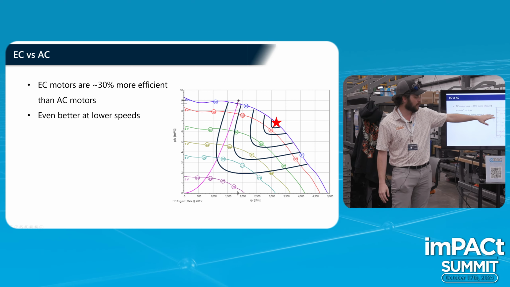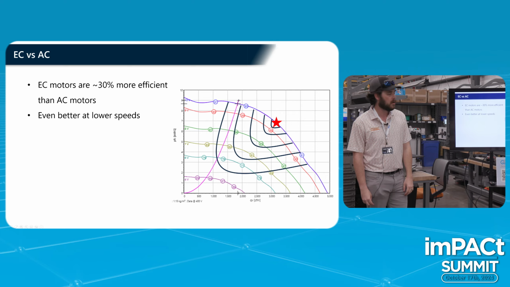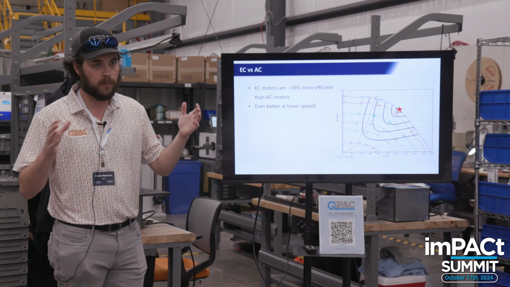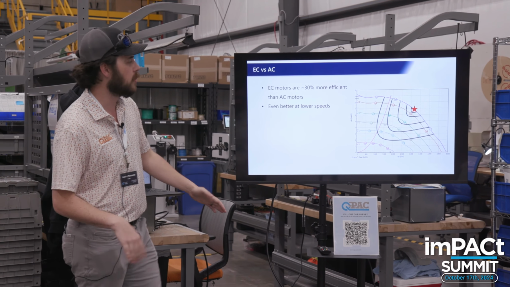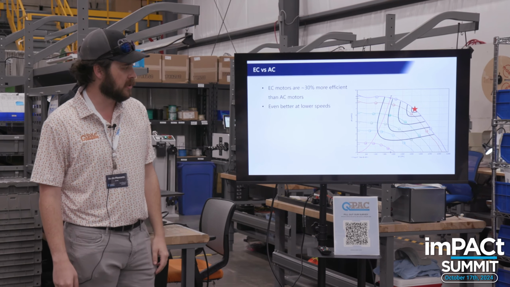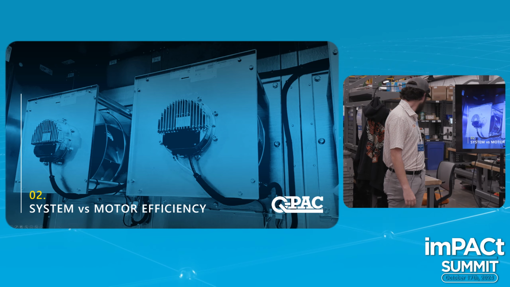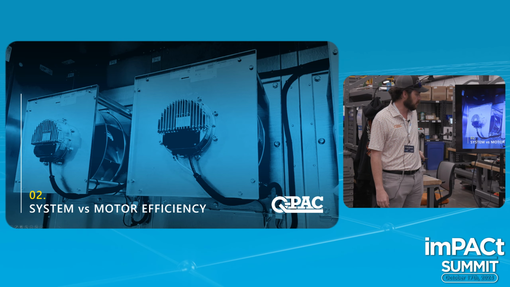But somewhat like this. The further away you get from the maximum efficiency point is where the efficiency will drop off. So if all you're worried about is efficiency, then you're going to want to pick something close to that point. But I'll go into a little bit more detail later why that might not be the best way to select systems. Now I'm going to talk about system versus motor efficiency.